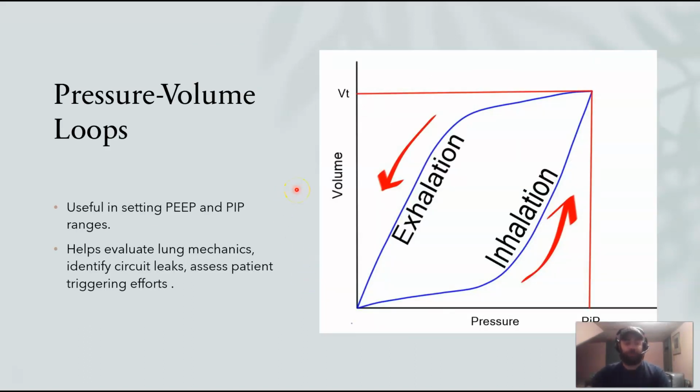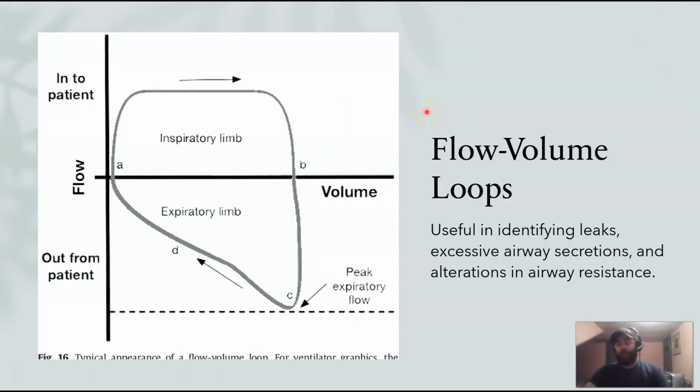So your pressure volume loops. These are really useful in setting your PEEP and your PIP. And they help evaluate lung mechanics, identify circuit leaks, and assess patient triggering efforts. Your flow volume loops, which is right here. This is useful in identifying excessive airway secretions and alterations in airway resistance.